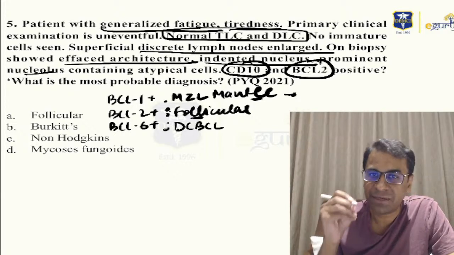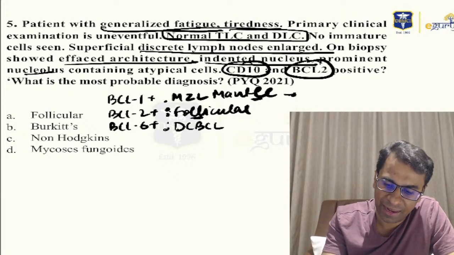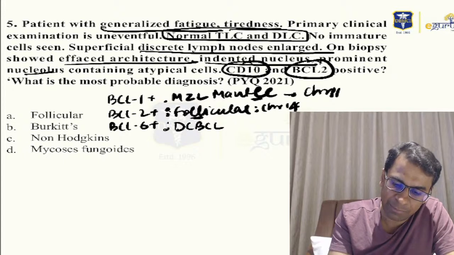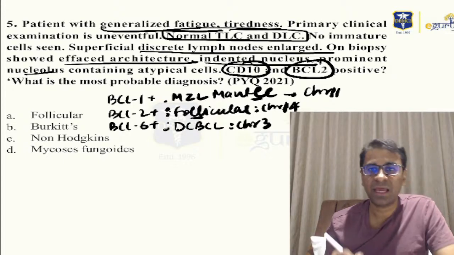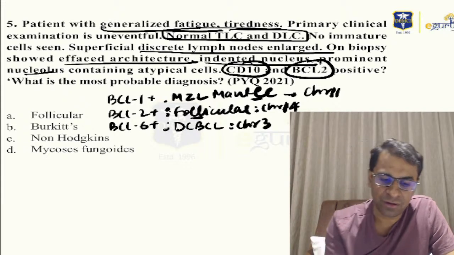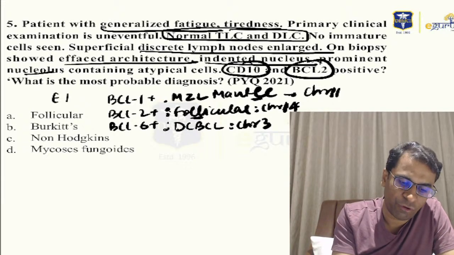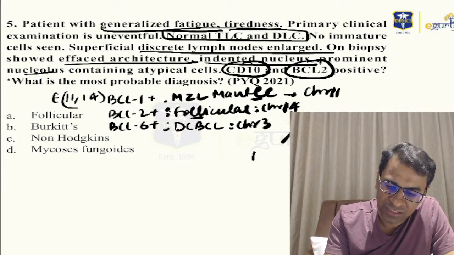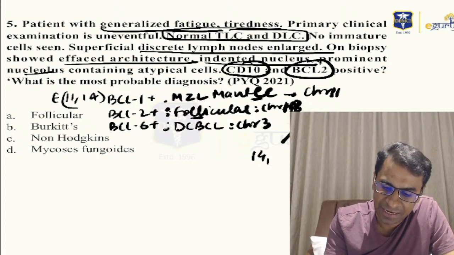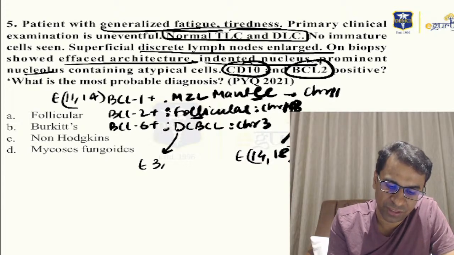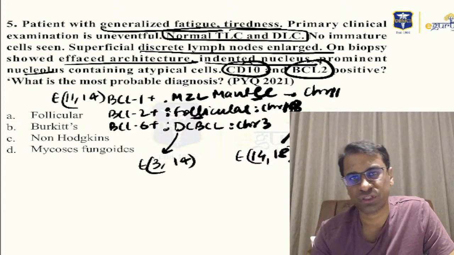Then remember that BCL1 is on chromosome number 11, BCL2 is on chromosome number 14, and BCL6 is on chromosome number 3. Therefore, you can also remember that mantle zone lymphoma will have a translocation of 11;14. Follicular lymphoma will have 14, sorry, this is 18, so a 14;18 translocation. And diffuse large B-cell lymphoma will have a translocation of 3 with 14. These three are must-remember facts.